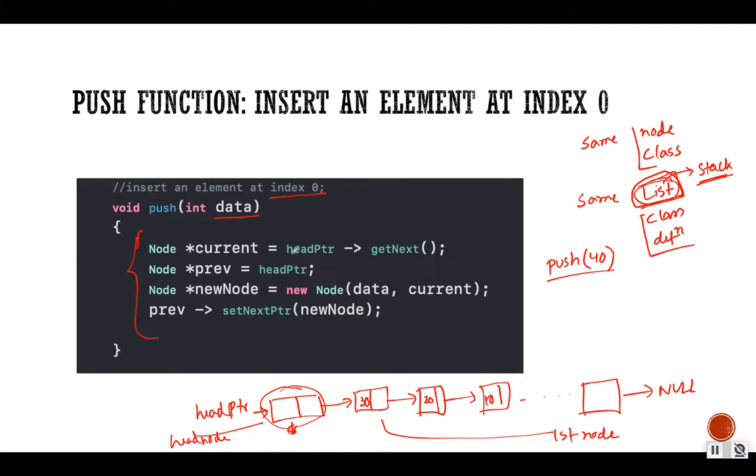So how does this function work? We have two temporary pointers. The first pointer is current. It is going to point to the get next of the head pointer. The head pointer is pointing to this node, so get next will be the node with the value 30. This will be my current. Previous is going to point to the same node that the head pointer is pointing to. This will be my previous. That's our lines 1 and 2.